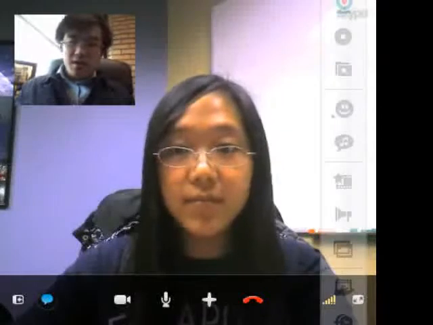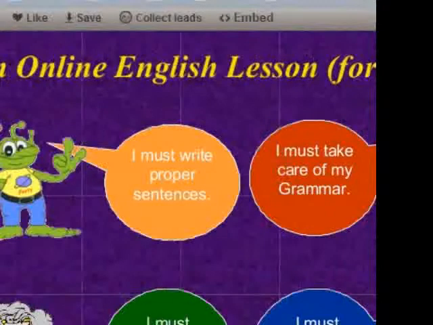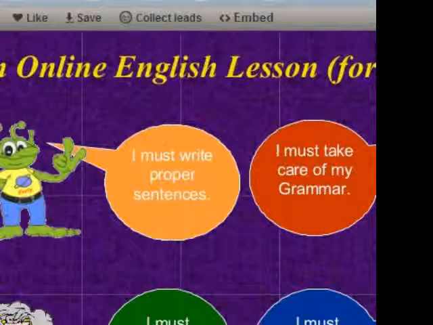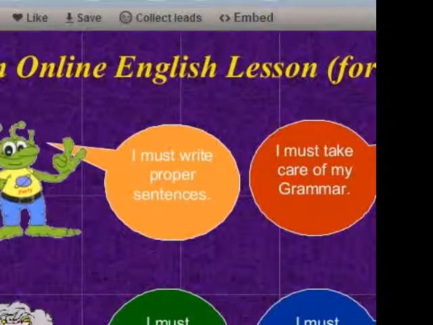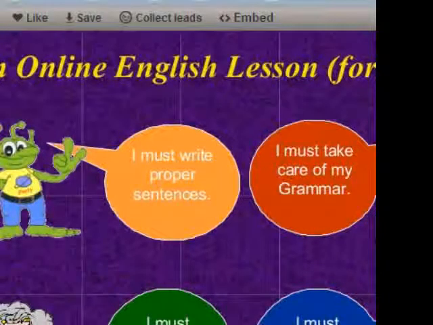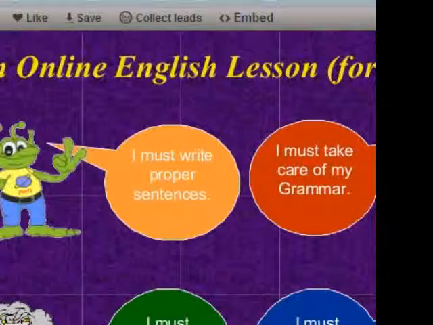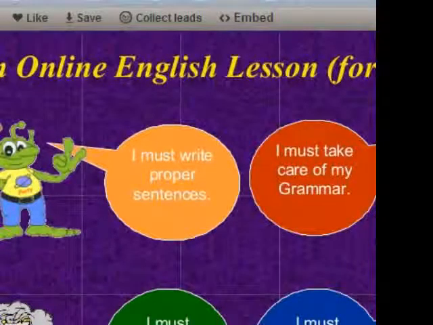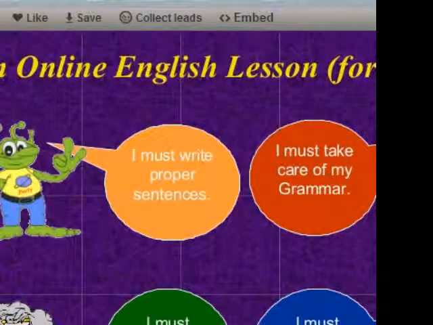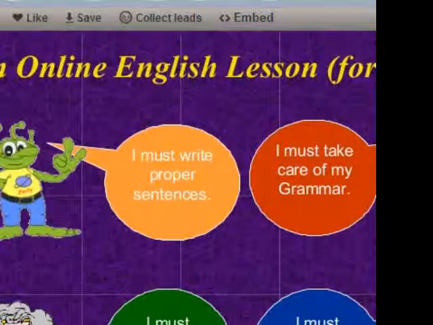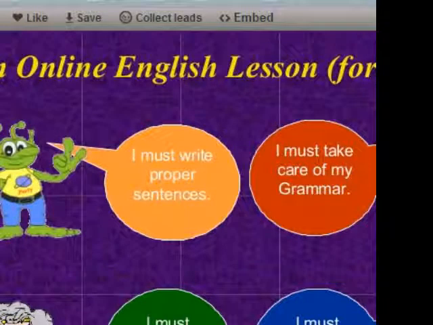Okay, that's great. Can you tell me what you see on that presentation, on that PPT? An online English lesson for students. Okay, that's great. Can you read this sentence in the bubble? I must write proper sentences. I must take care of my grammar. I must speak using proper English. I must improve my English vocabulary. That's right.